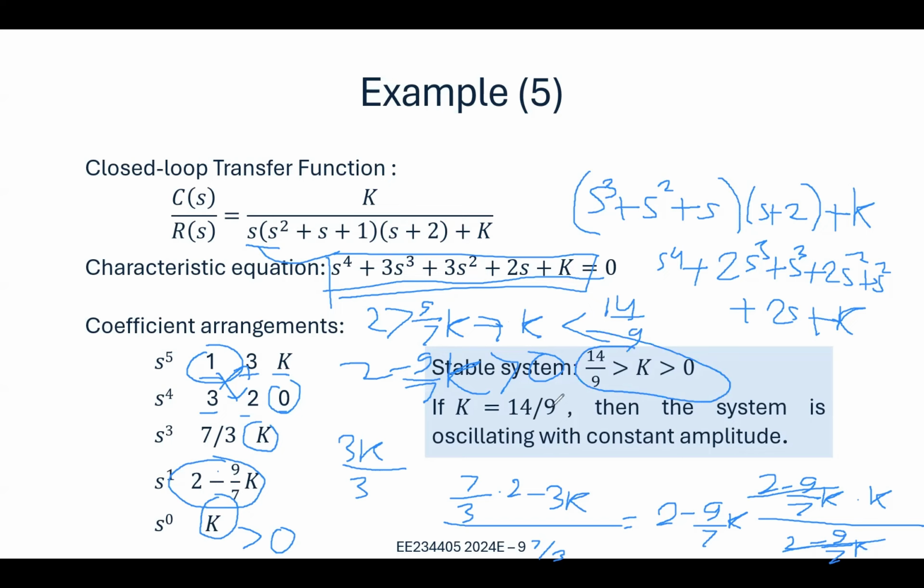So if k is 14 per 9, then the system is oscillating with constant amplitude. This is what I have mentioned before. If it's 0, then the output is 0, right? So that's not in our interest. So now the main point is we can say that if the system follows a certain gain, which is in between 0 and 14 per 9, then the system is stable. Otherwise, the system is not stable, right?